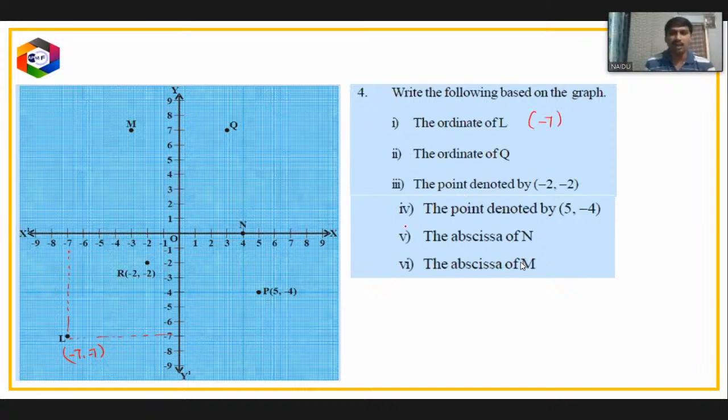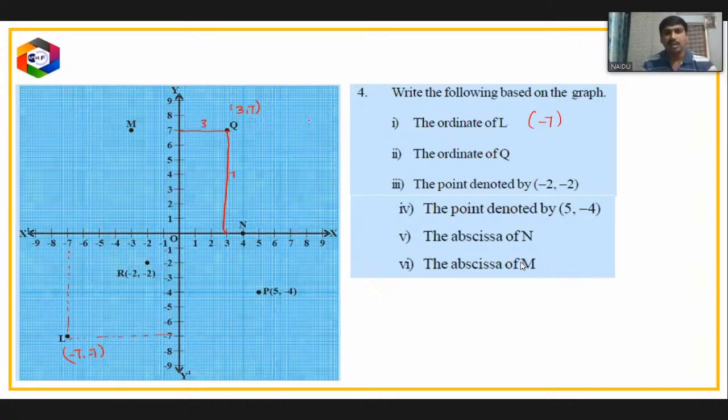Now the ordinate of Q. Let us observe here. Once again, Q. So Q is how many units away from the y-axis? It is like this. So this is 3 units and here 7 units. So this point can be named as 3 comma 7. So 3 units from the y-axis and 7 units from the x-axis.